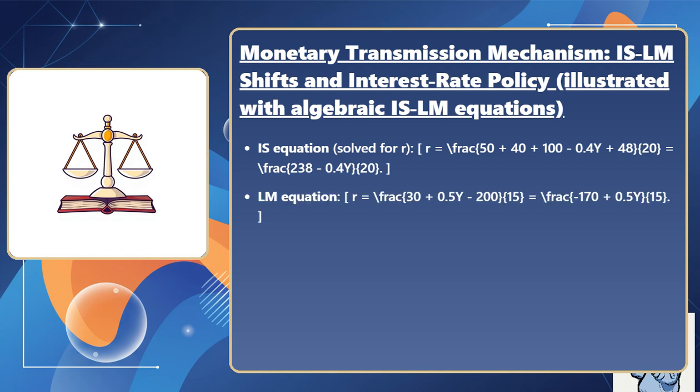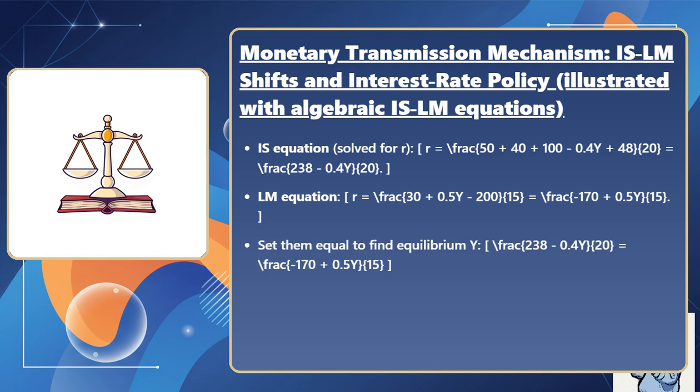LM equation: R equals (30 plus 0.5 Y minus 200) divided by 15 equals (negative 170 plus 0.5 Y) divided by 15. Set them equal to find equilibrium Y. (238 minus 0.4 Y) divided by 20 equals (negative 170 plus 0.5 Y) divided by 15. Cross multiply and solve gives Y approximately 520 and R approximately 2.5%.